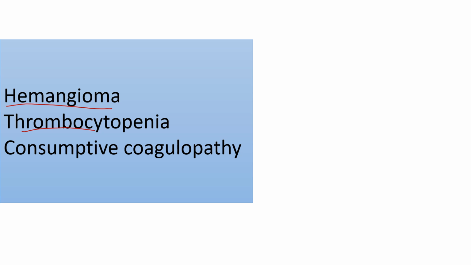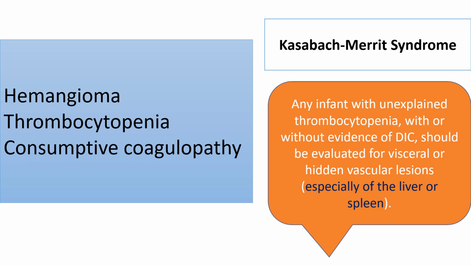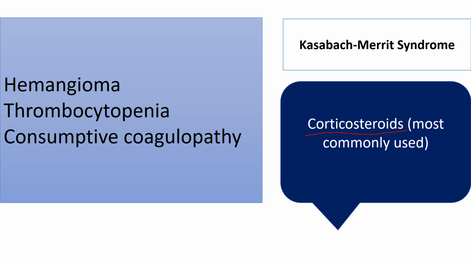Hemangioma, thrombocytopenia, and consumptive coagulopathy. What is the most likely diagnosis? Kasabach-Merritt syndrome. Any infant with unexplained thrombocytopenia with or without evidence of DIC should be evaluated for visceral or hidden vascular lesions, especially of the liver or spleen. Corticosteroids are most commonly used in treatment of Kasabach-Merritt syndrome.